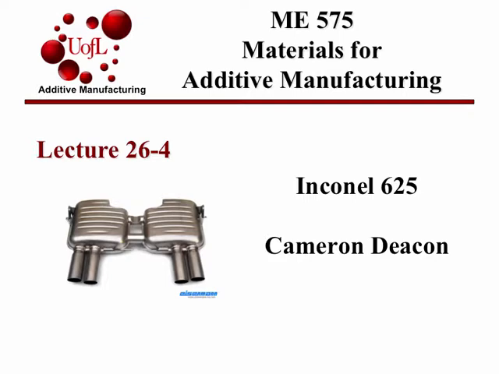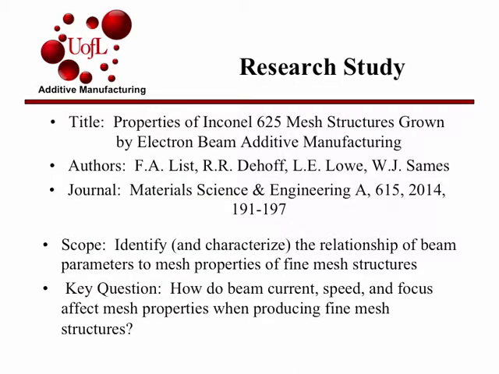I also read a paper on Inconel 625. However, the paper I read used a different manufacturing technique versus the sintered laser melting. This one in particular uses electron beam melting. So the title of the paper was Properties of Inconel 625 Mesh Structures Grown by Electron Beam Additive Manufacturing. It too was a fairly recent study done in 2014.